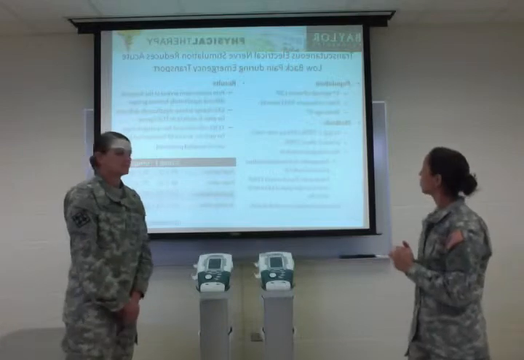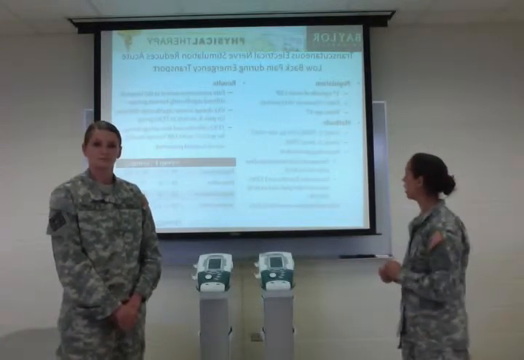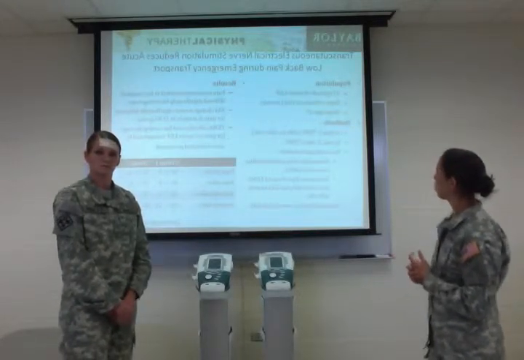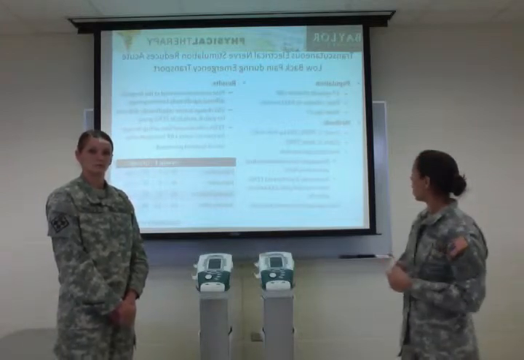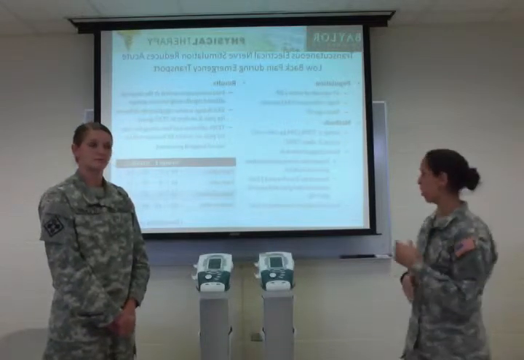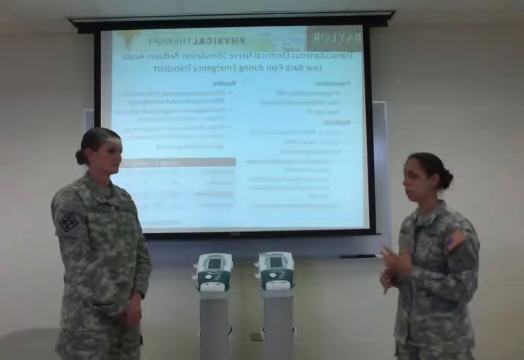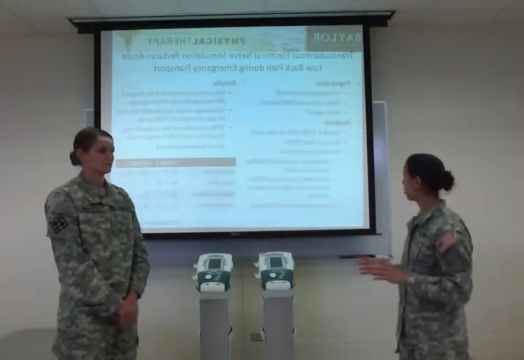Okay, so the next one that we looked at was TENS for reducing acute low back pain during emergency transport. This one looked at people who had just had a first episode of acute low back pain and rated their pain as greater than 60 out of 100 on a VAS scale, and the mean age of this one was 47. They separated the patients into two groups.